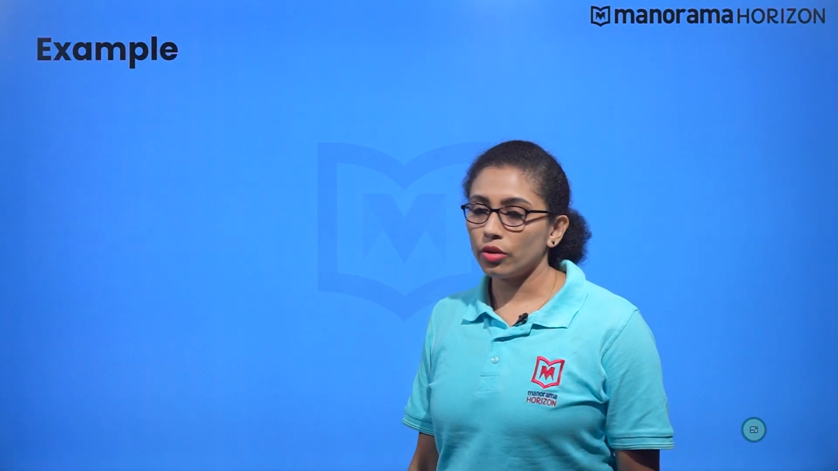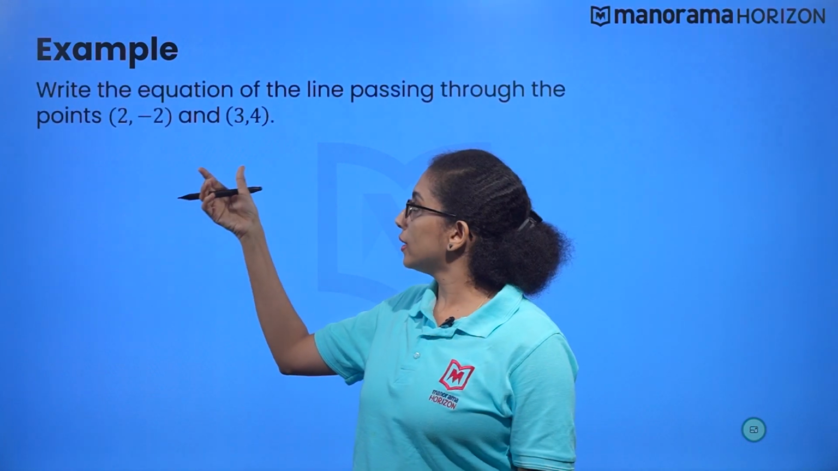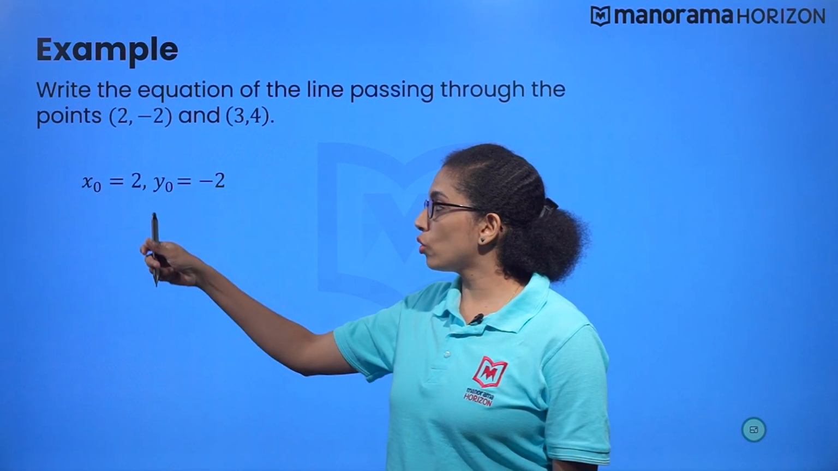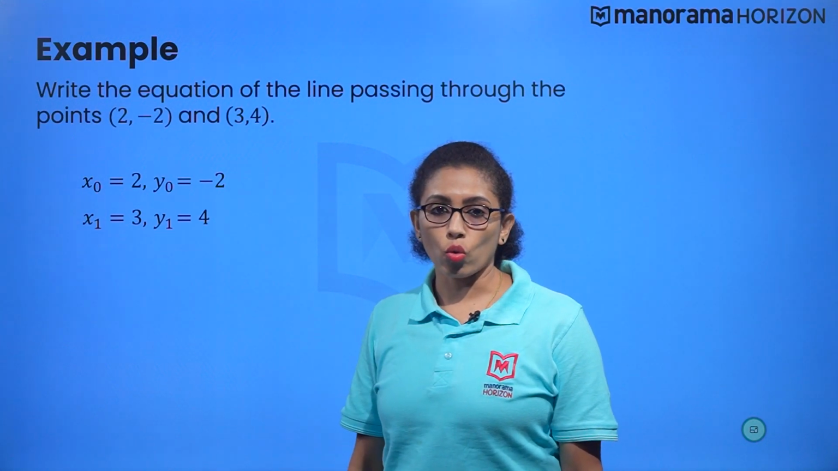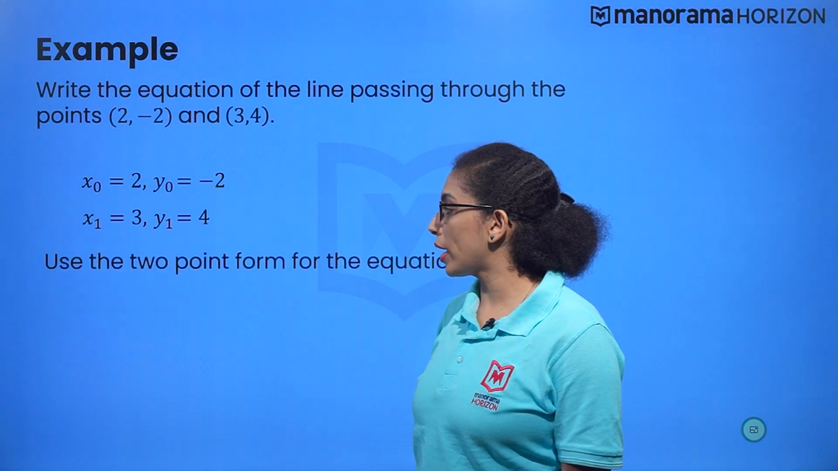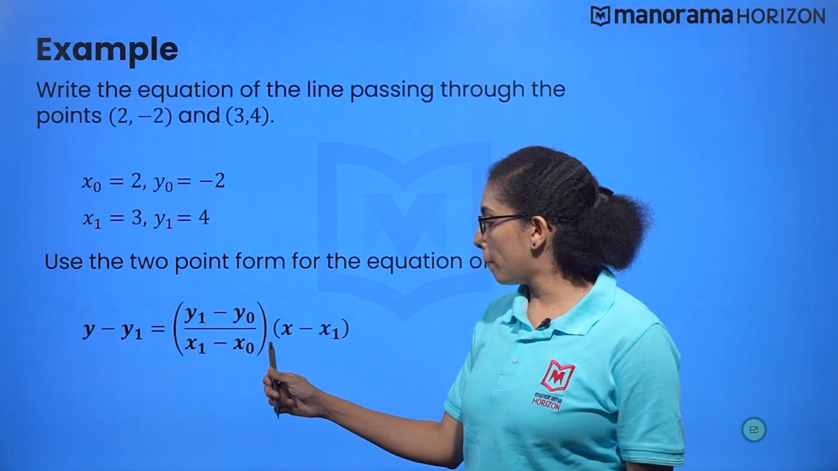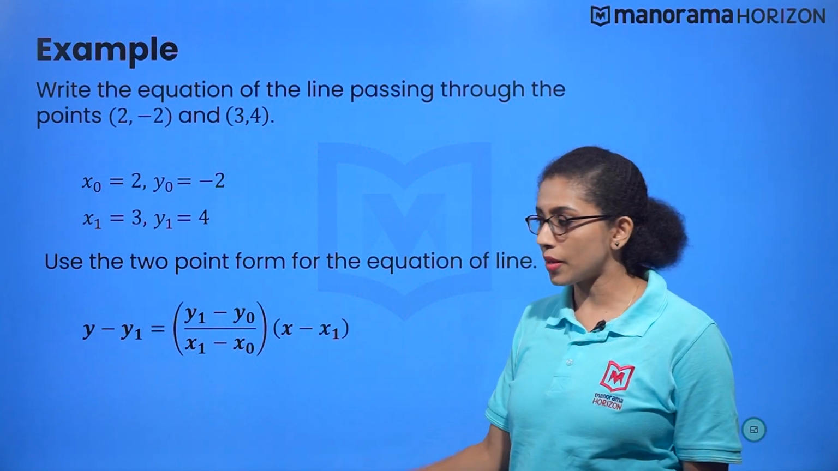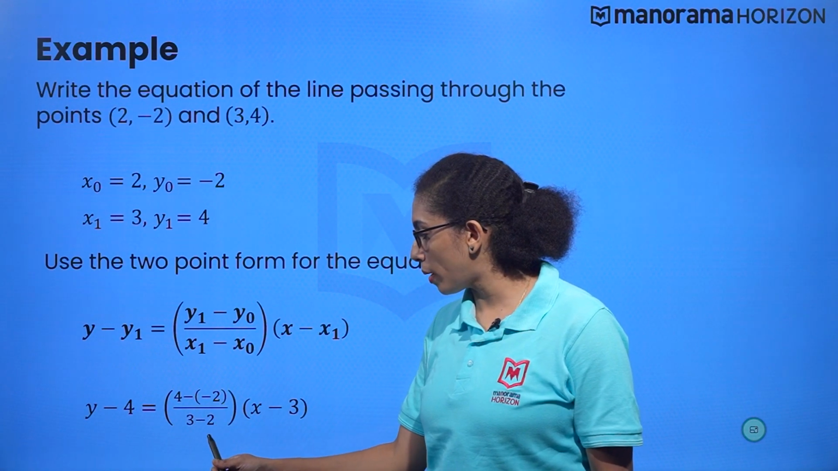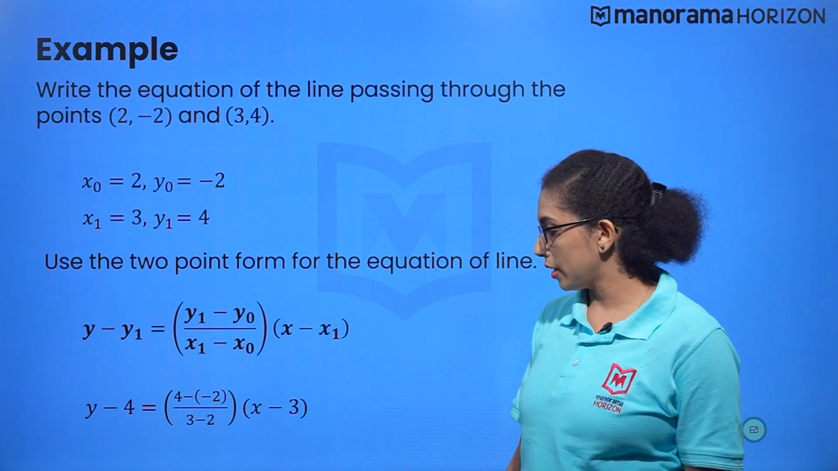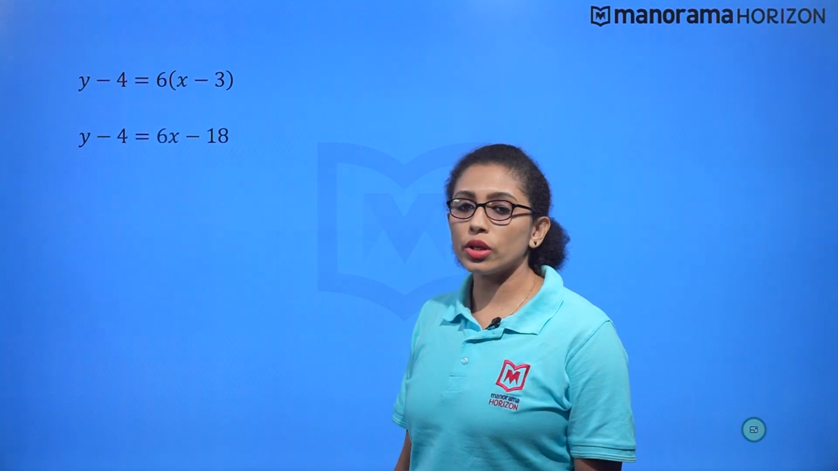Alright, here is an example. Write the equation of the line passing through the points 2, minus 2 and 3, 4. So here given x0 is equal to 2 and y0 equal to minus 2, x1 is equal to 3 and y1 is equal to 4. Now use the two-point form for the equation of a line. And we have y minus y1 is equal to y1 minus y0 by x1 minus x0 into x minus x1. Substituting the values, we get y minus 4 is equal to 4 minus of minus 2 by 3 minus 2 into x minus 3. And we get y minus 4 is equal to 6 into x minus 3. Again, y minus 4 is equal to 6x minus 18.